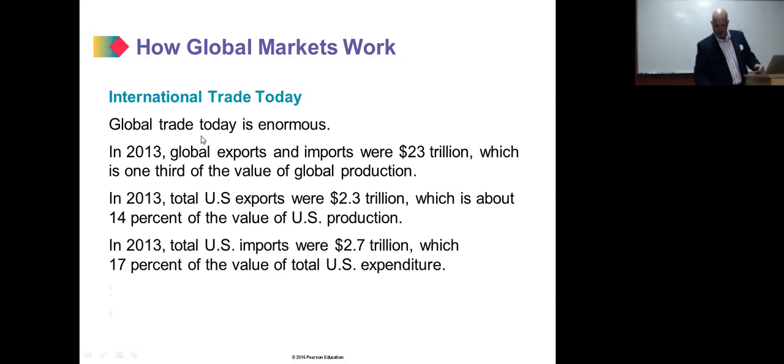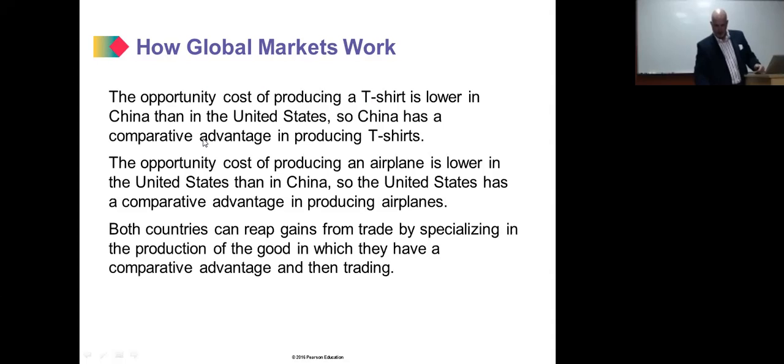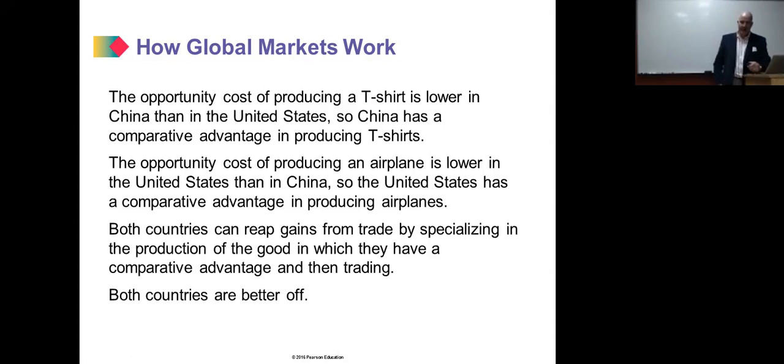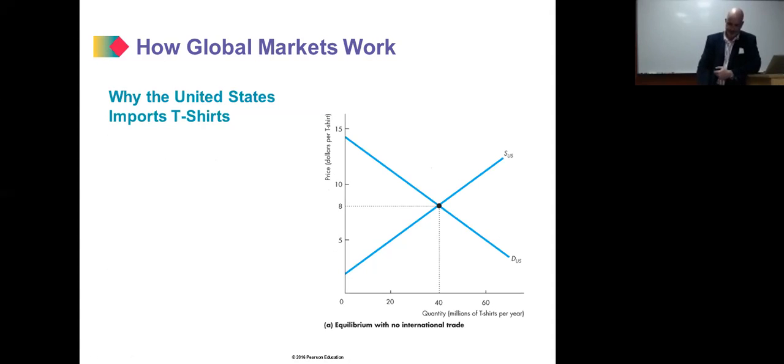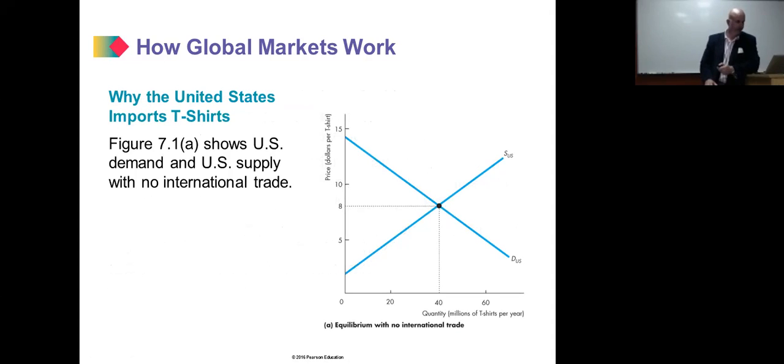All right, let's recap what I just said. The opportunity cost of producing a t-shirt in China is lower than in the United States. Go home and look at your clothing and see how much is manufactured here in the United States.